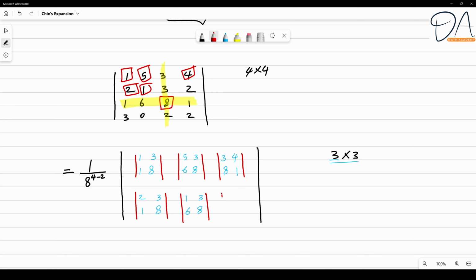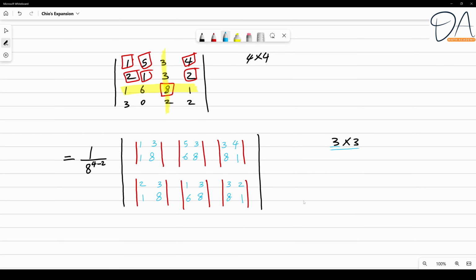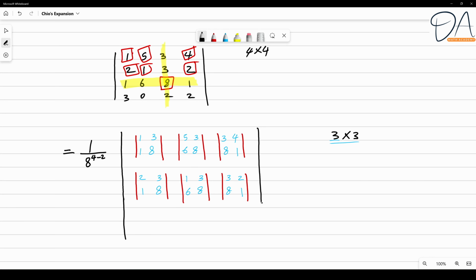Then the next one will be this 2. Again, 2 and 8 are corners of a rectangle, and the other two to draw this rectangle, you need 3 and 1. So writing them in the right order, 3, 2, 8, and 1. So this gives us the second row of our 3 by 3 determinant. Now we have only one row left. Notice now the third row here is highlighted, so skip it.